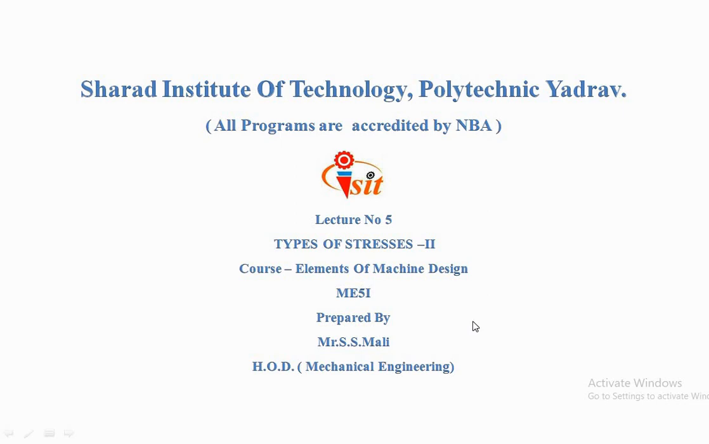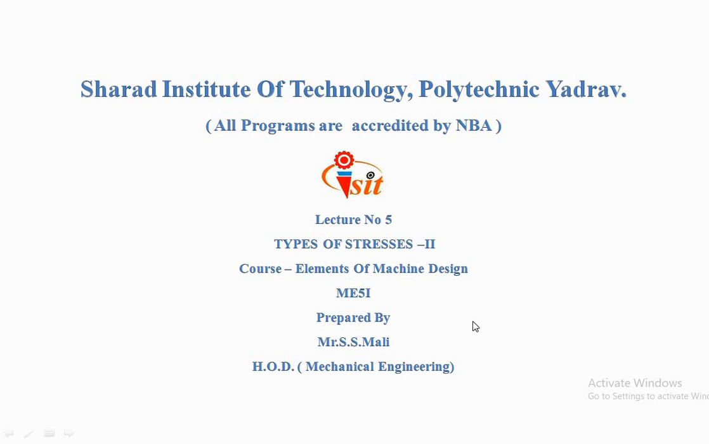Up to lecture 4, we have seen the introduction of the syllabus. We have seen what is meant by machine design, what is meant by stress, what are the different considerations of machine design, and how to design any machine element, that is the procedure for machine design. In the previous lecture we have seen what is meant by stress, what is meant by strain, and what are the different types of stresses.